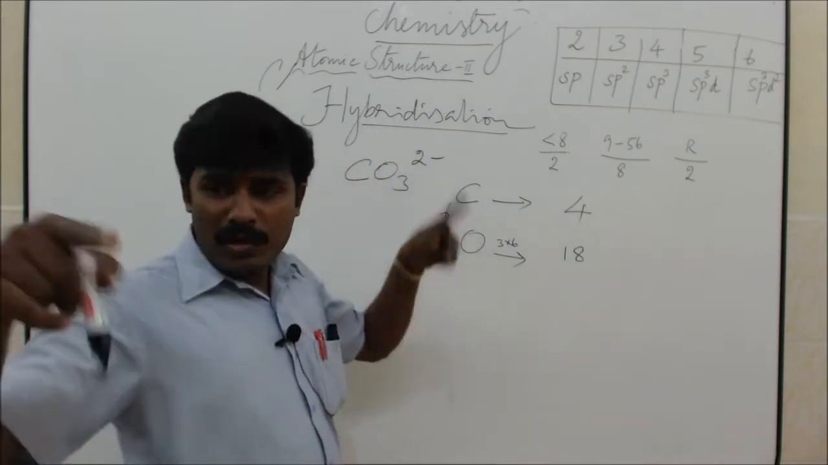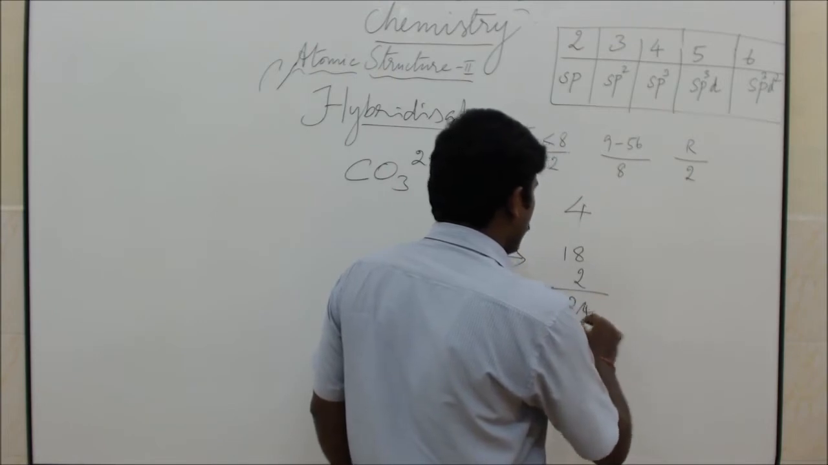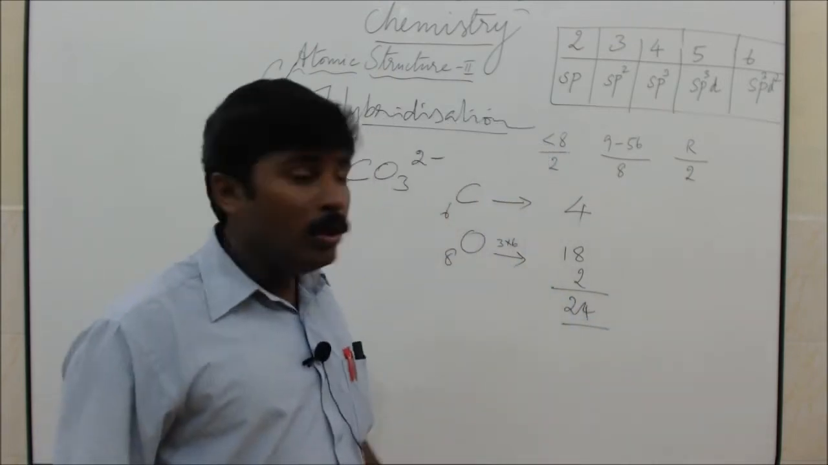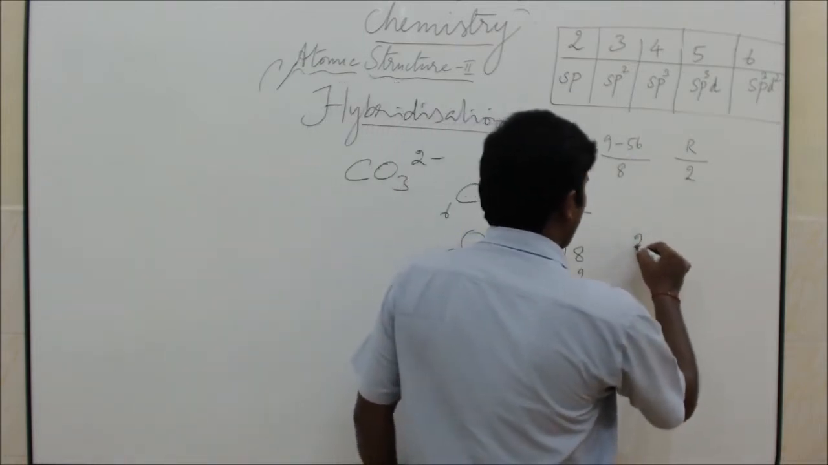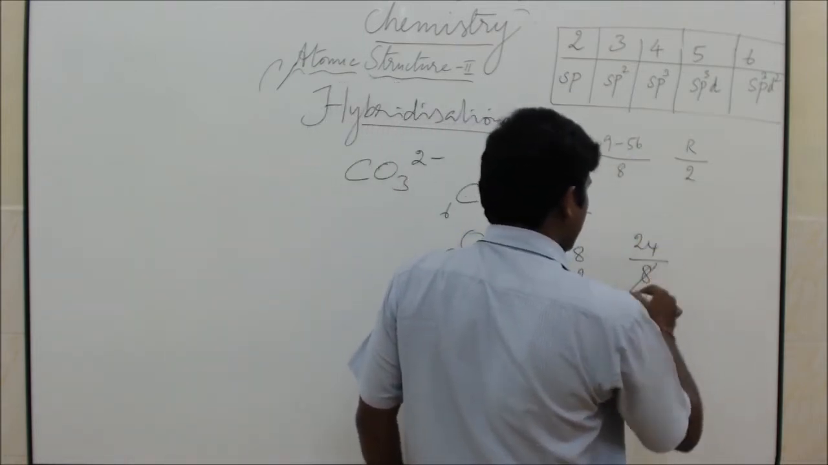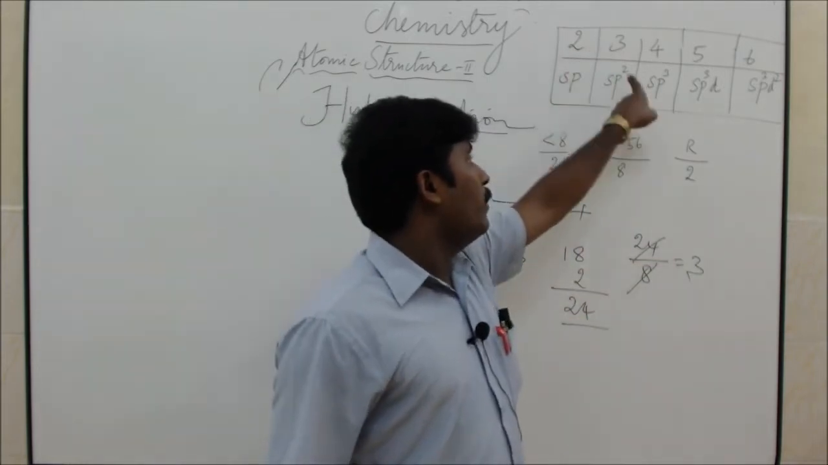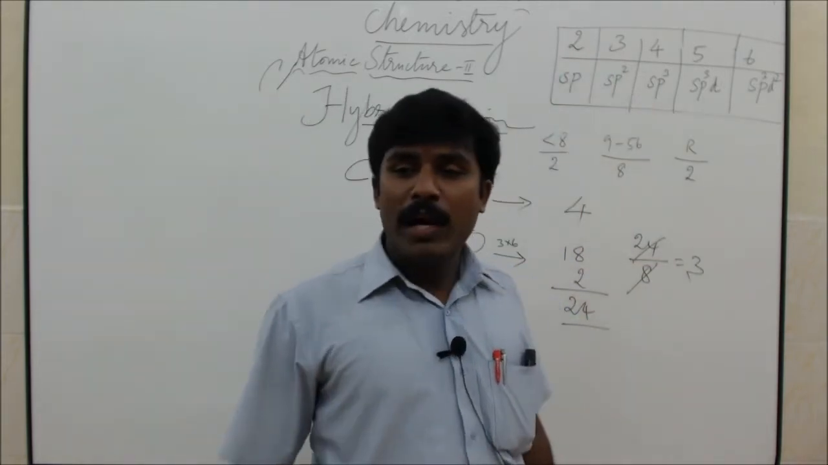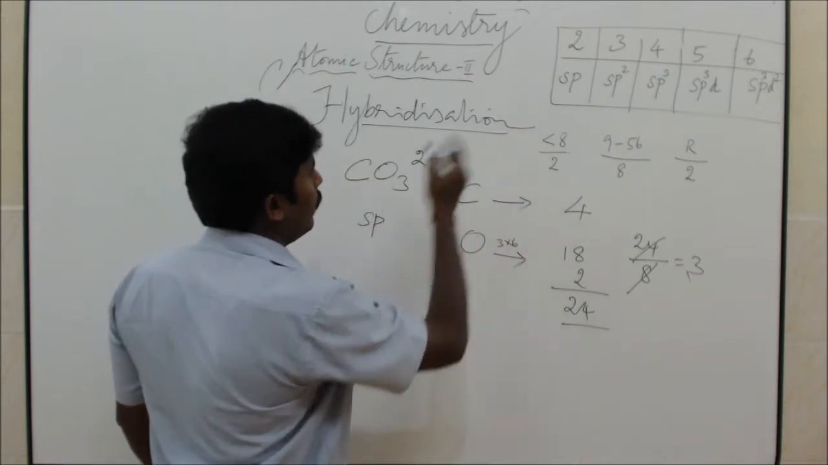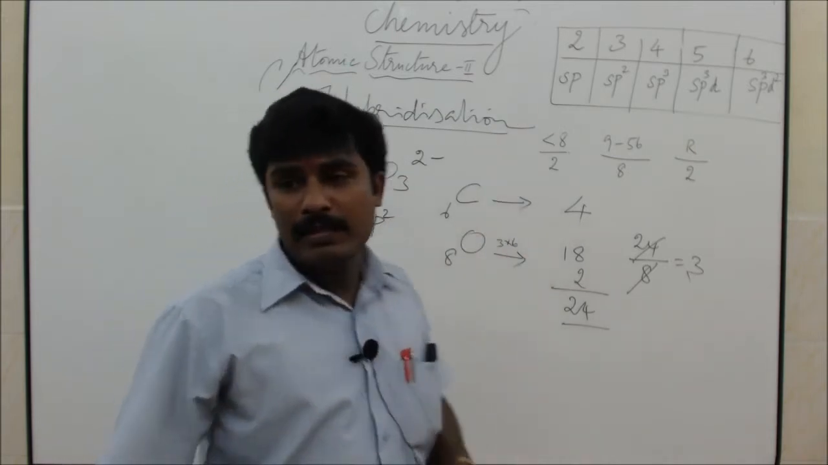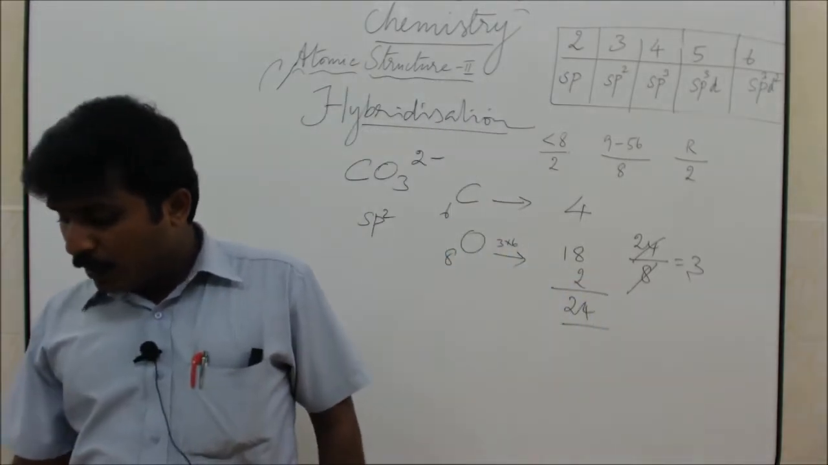2 minus. So you have to add 2. Altogether 24. So as per the rule, 24 is coming here. So 24 by 8. As per your rule, quotient is 3. So coordination number 3 means which hybridization? sp2 hybridization. So CO3 2 minus is 3, which means sp2 hybridization. Okay. Next one, we will see a plus.